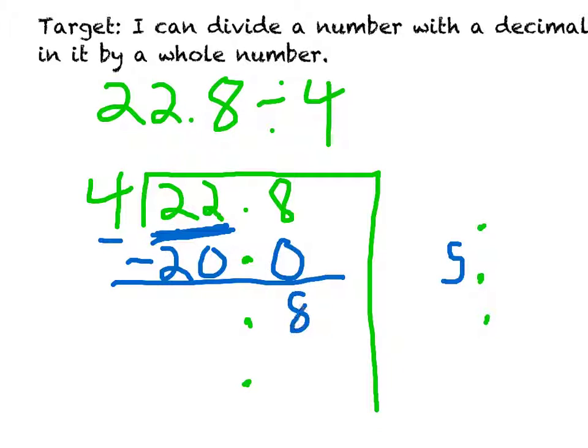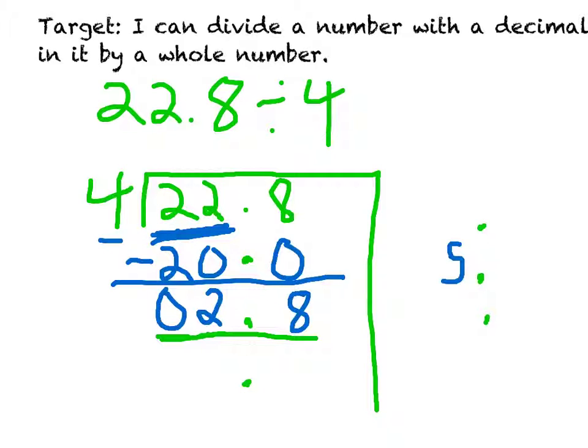8 minus 0 is 8. 2 minus 0 is 2. 2 minus 2 is 0. And then we're going to repeat the steps, just like regular long division. Does 4 go into 0? No. Does it go into 2? No. Does it go into 28?